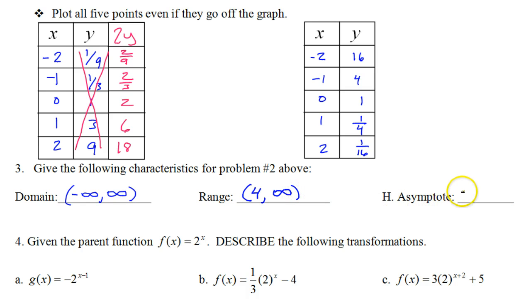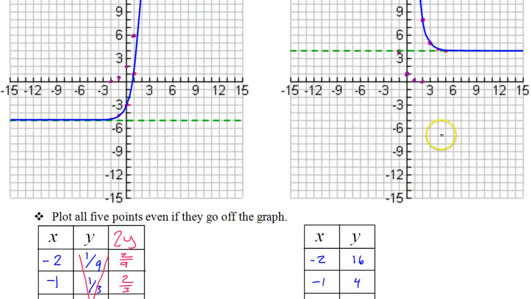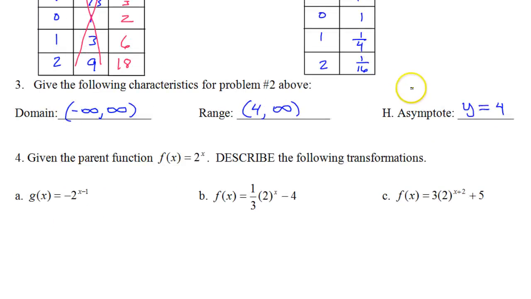Speaking of the horizontal asymptote, it is the line y equals 4. Don't just put 4, put y equals 4. It's the equation of a line. Okay, so that is it for number 3.